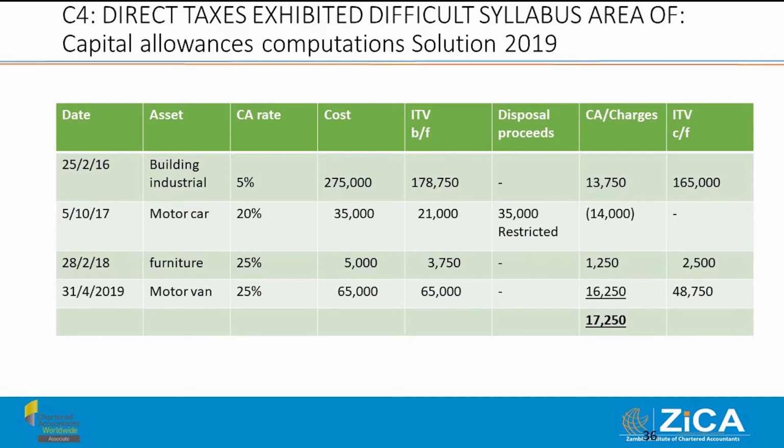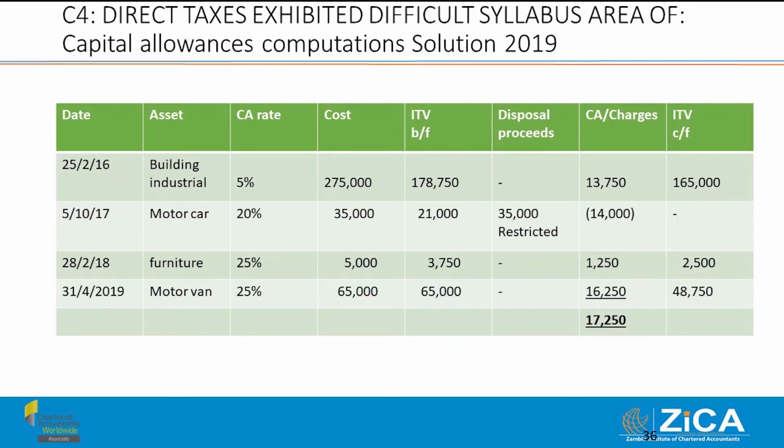Now, if you look at the next item there, which is a motor vehicle which was bought in 2017, we know that a motor vehicle which is capable of private use, the capital allowances rate, which will be showing in the tax tables, is 20%. And this is always calculated on cost.